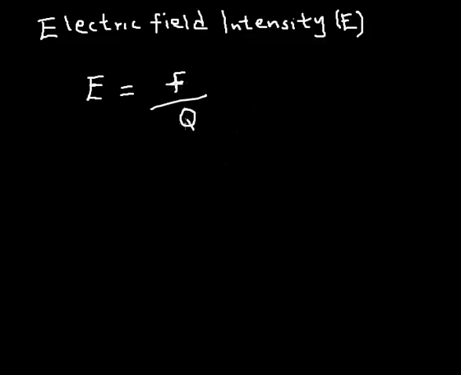Force per unit charge. So electric field intensity is F all over Q, and of course the SI unit of force is Newton and that of charge is coulombs. So the SI unit of electric field intensity is Newton per coulomb. All right, so this is one formula of electric field intensity.